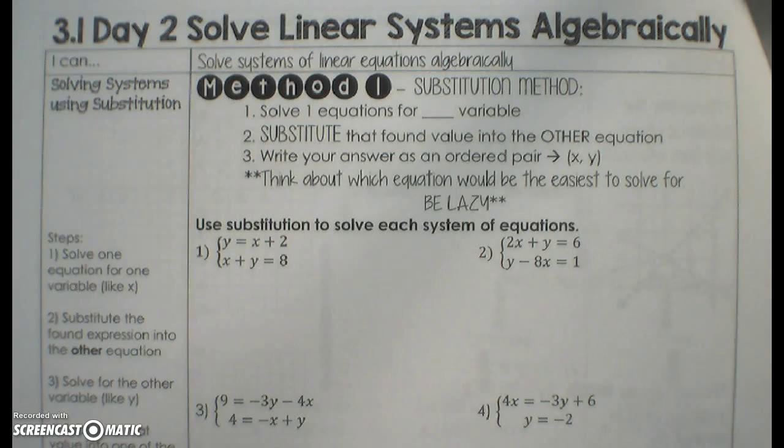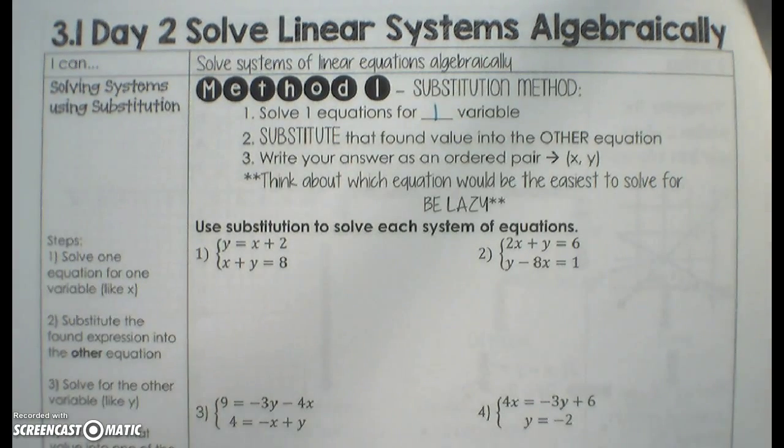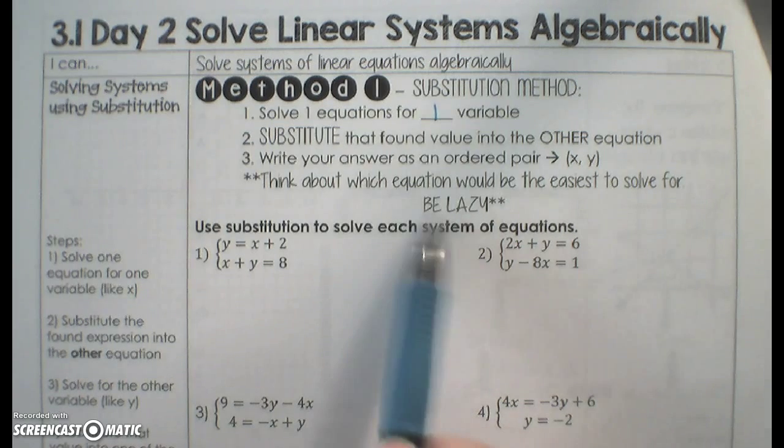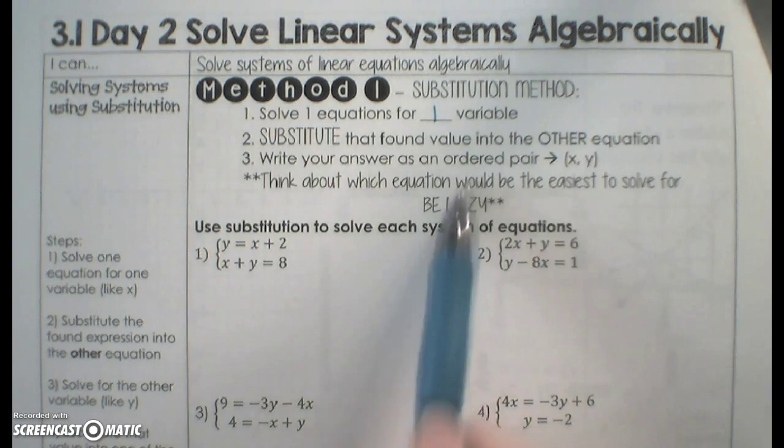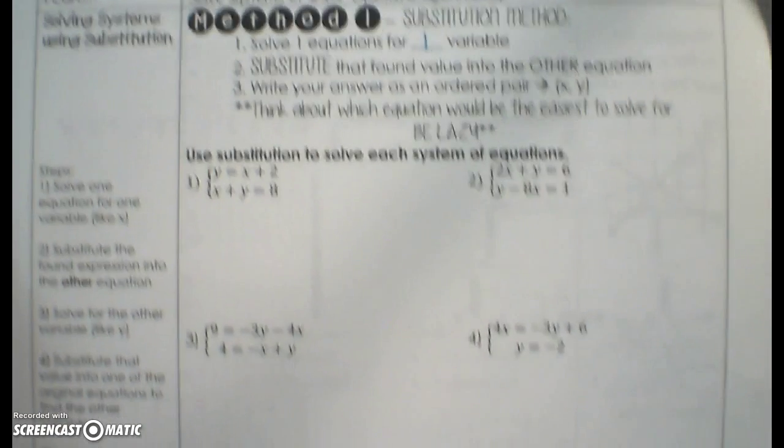But what we're going to do is solve one equation for one variable. Then we're going to substitute what we found into the other equation to find the second one. And we get to be lazy and think about which one would be the easiest to plug it back into so that we can get the second one pretty quick. That's the part we tend to forget about. So the steps are over here on the left.